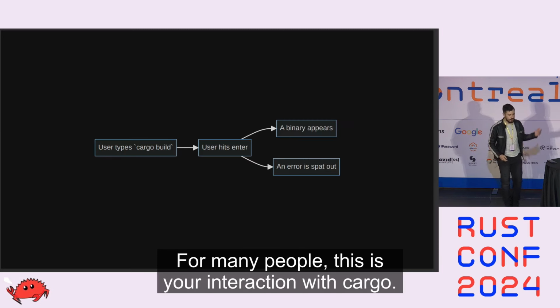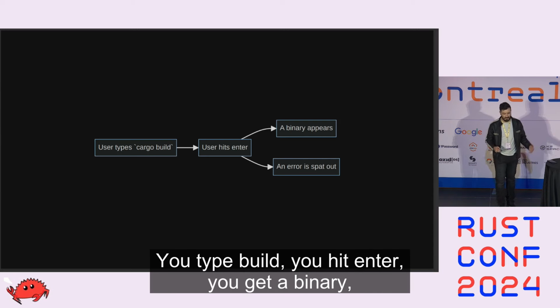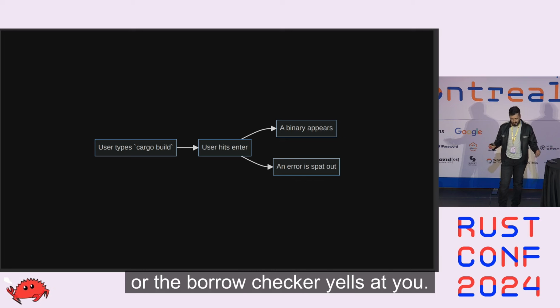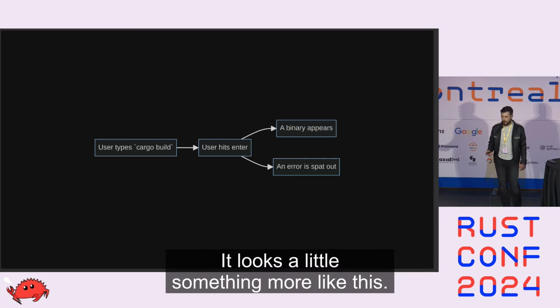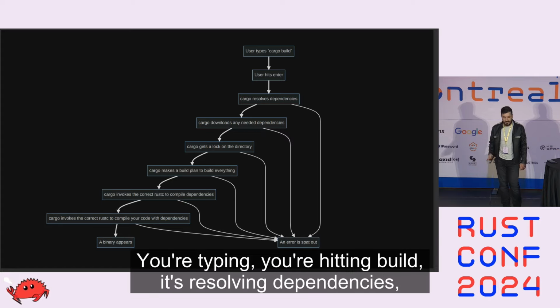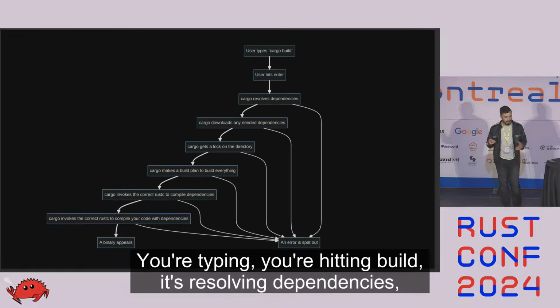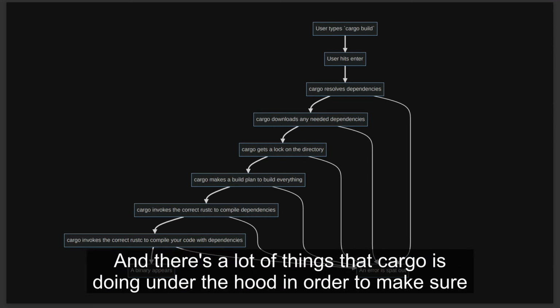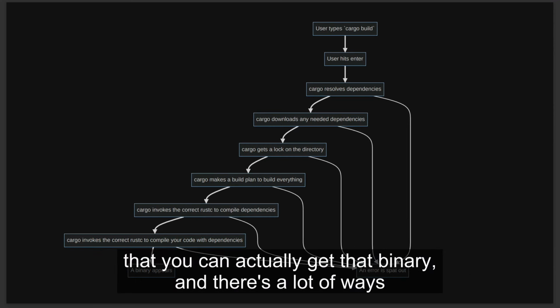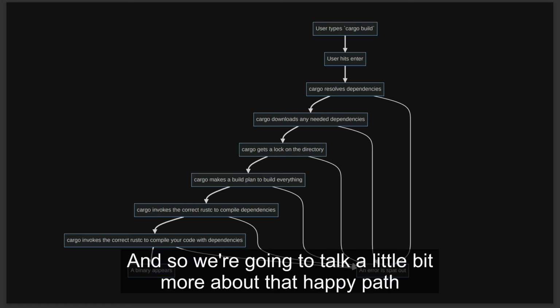So let's do a little basic overview of cargo. For many people, this is your interaction with cargo. You type build, you hit enter, you get a binary, or the borrow checker yells at you. But that's not actually what's really happening. It looks a little something more like this. You're hitting enter, you're hitting build, it's resolving dependencies, it's doing all these different things, and there's a lot of things that cargo is doing under the hood in order to make sure that you can actually get that binary. And there's a lot of ways that can actually fail. And so we're going to talk a little bit more about that happy path of everything working.